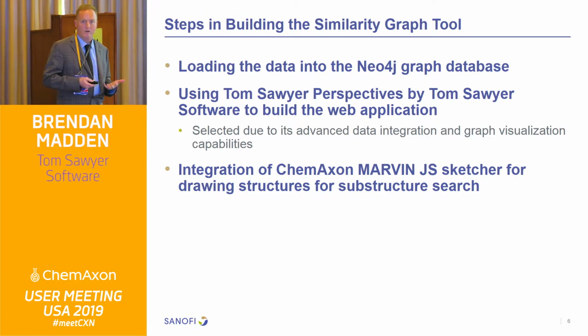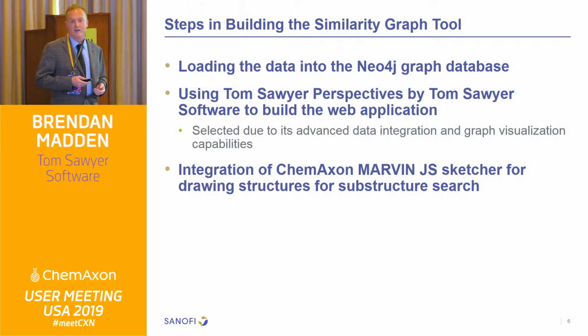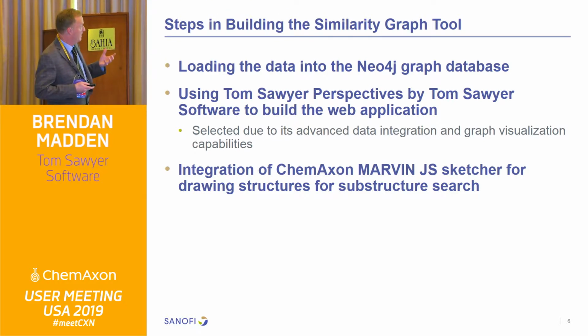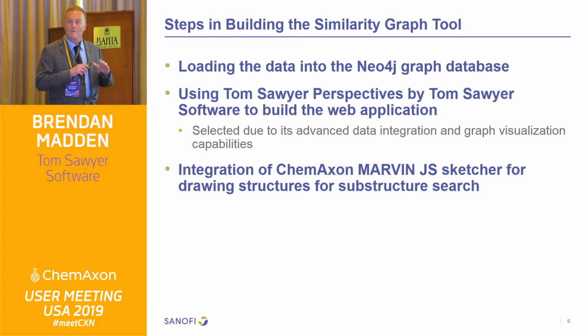So we have worked a really long time in graph technology architectures. So they chose us for these reasons. And then they work with the ChemAxon Marvin JS Sketcher for drawing structures for substructure search. And that's all web components, so it's a very modern, nice web environment for the end users.